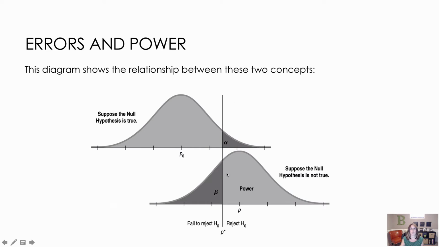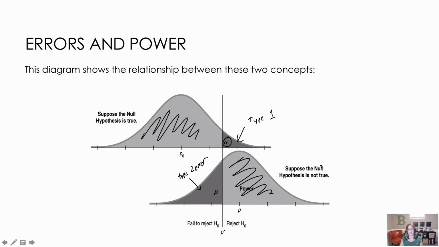So here's sort of a visual way to see what's going on. Suppose the null hypothesis is true. This is all good stuff. This is alpha, which is of course my type 1 error. This is beta, which is my type 2 error. This is my power, which is, suppose the null hypothesis is not true, so here is where I am rejecting the null. So this is failing to reject, and this is rejecting. So hopefully that kind of makes sense.